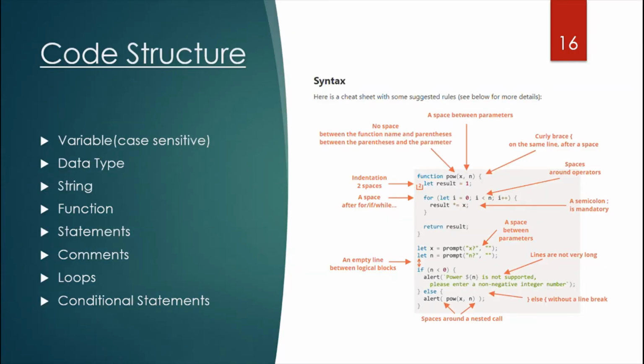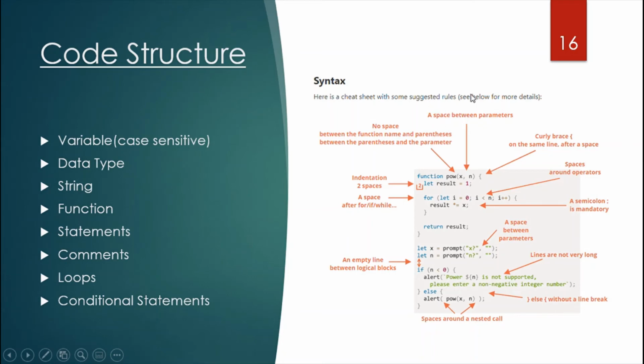So what is the code structure? It is nothing but how our code would look. So this is the function. This is how you write the function, and this is how we are declaring variables. Then these are the blocks, empty lines, logical blocks. This is an if-else statement. We'll go through this later, how the code is being used. This is what our code would look like in JavaScript.